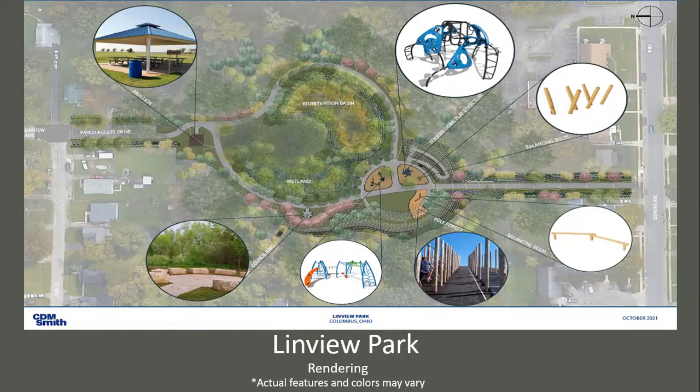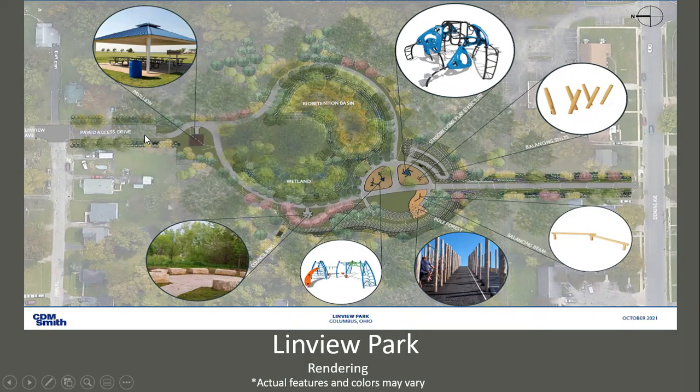Next slide. So this is a rendering, sort of an overview. Again, it's rotated 90 degrees. So Fern Place is on the left, Danoon Avenue is on the south. This is a rendering of what it'll look like upon completion. There'll be a paved access drive from the north end all the way to the south end, and there is a paved walking path around the site.